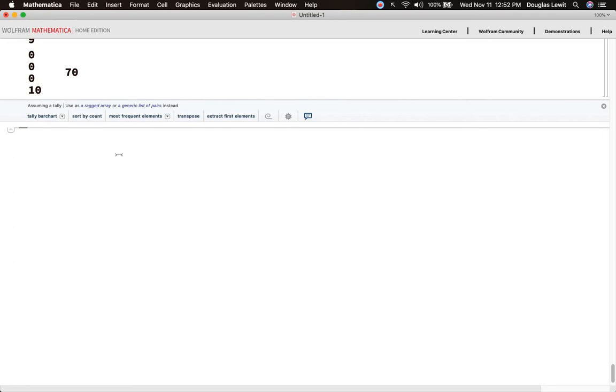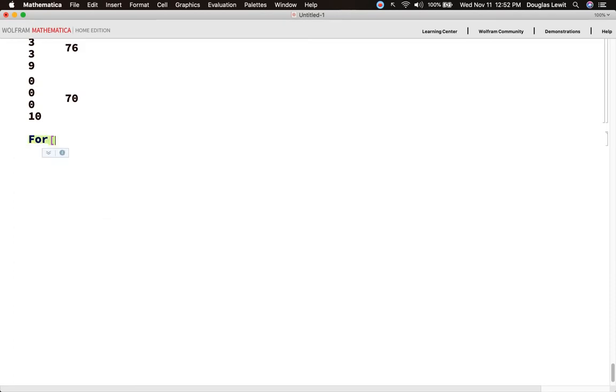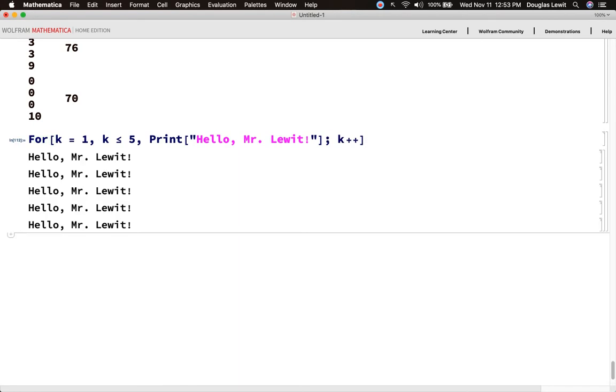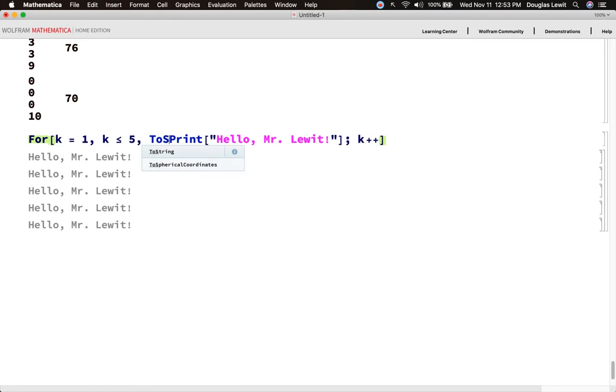Like, what does a for loop do? Well, let's see. For k is equal to 1, k is less than or equal to 10, or how about 5? Print hello, Mr. Lewitt. Okay, so a for loop simply does something a certain number of times. 1, 2, 3, 4, 5. Okay, and I could certainly do something like this.